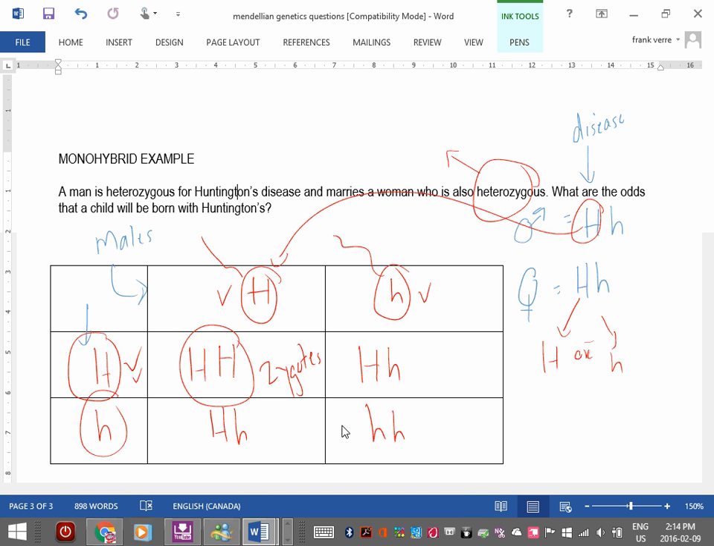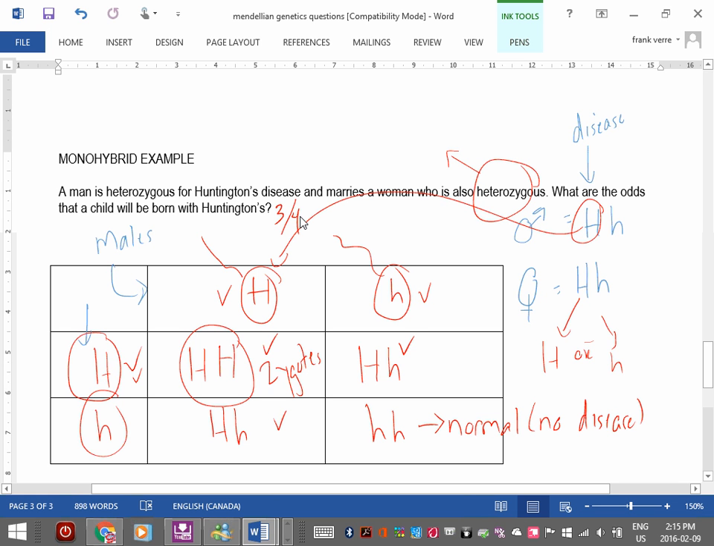This just means what are the odds that the baby will have the genotype little h, little h. So if you look at the Punnett square, there are 4 possibilities. 1 in 4 is what? Normal, right? Normal with no disease. The other 3 out of 4 have the disease. We have the disease here, here, and here. So the question is, what are the odds that a child will be born with Huntington's? The answer then has to be 3 out of 4.